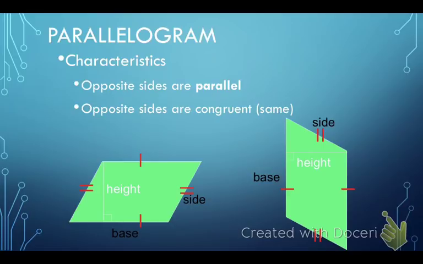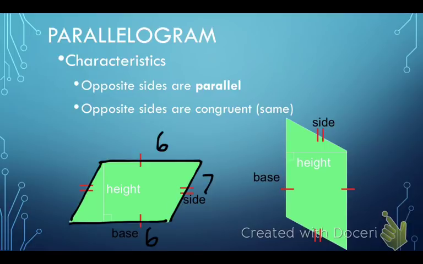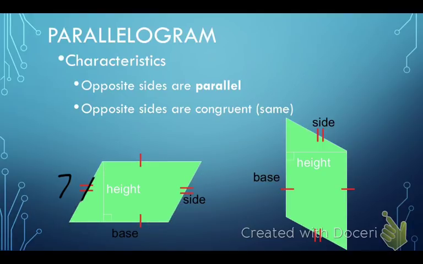Second, opposite sides are congruent, which means that they are the same lengths or same dimensions. So if the top of this parallelogram was 6, the bottom would also be 6. If the side was 7, this other side would also be 7. Just like a rectangle or a square, the opposite sides are congruent. They're the same.